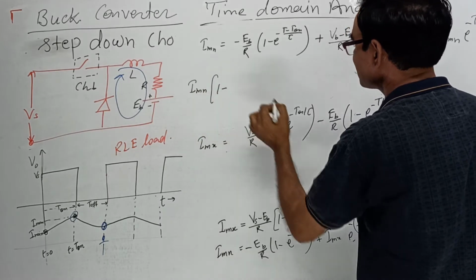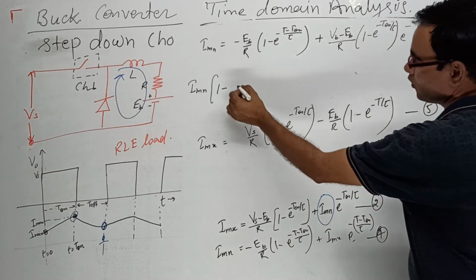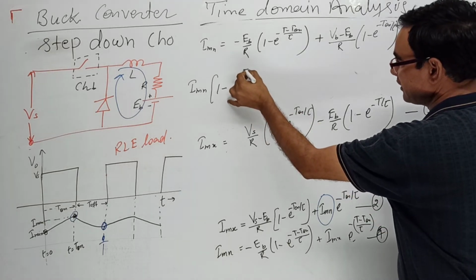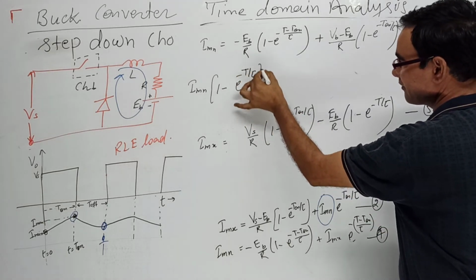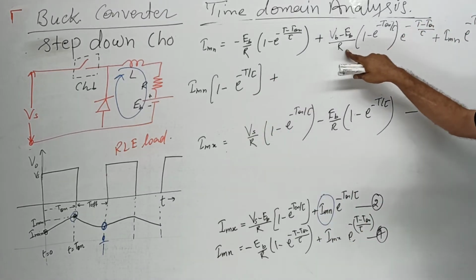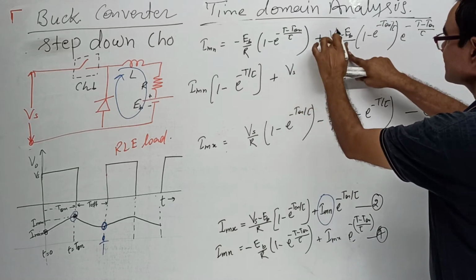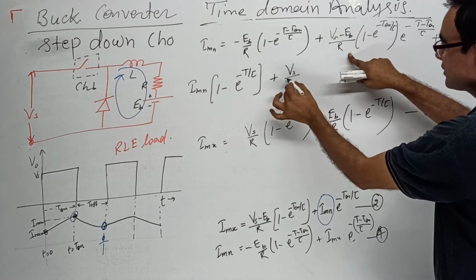So it is 1 minus. So this is the Imin, 1 minus... here e raised to power on, here plus e raised to power on. So it remains 1 minus e raised to power minus t by tau only. It remains this plus. Here this is the back EMF and Vs. This is the Vs divided by R.